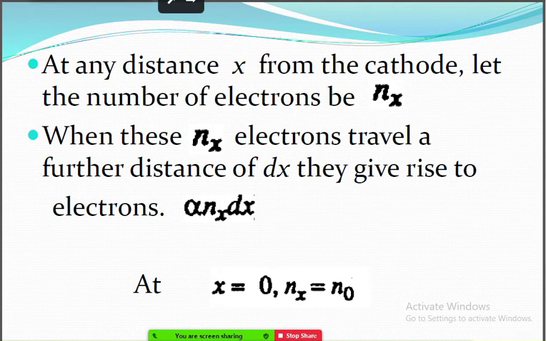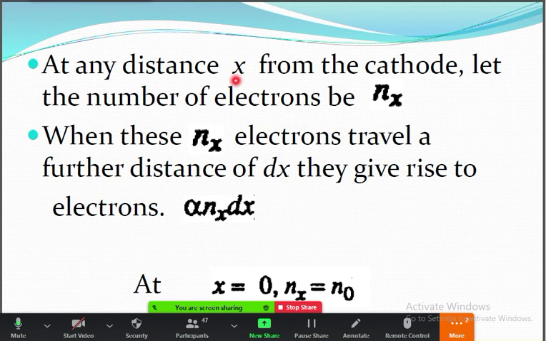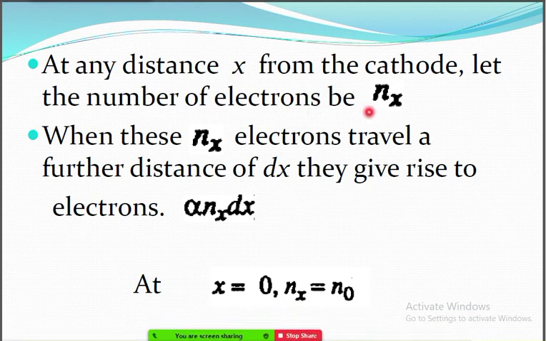So at any distance x from the cathode, let the number of electrons be nx, as we have seen in the second diagram, which is drawn using a pen. When these nx electrons travel a further distance of dx, the differential distance, they give rise to alpha nx dx. Here alpha is the Townsend's first ionization coefficient, and nx is the number of electrons at distance x.